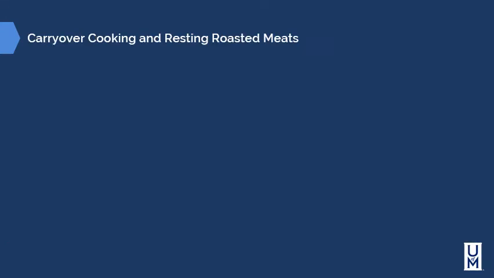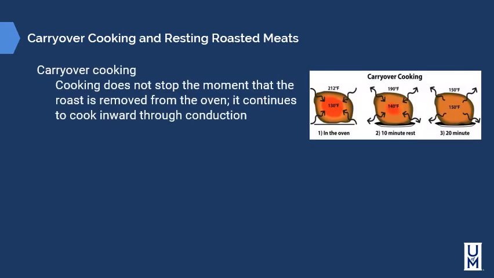When cooking meats, there are some other considerations that we have to take in, such as carryover cooking and resting roasted meats. Carryover cooking is cooking that doesn't stop the moment that it's removed from the oven. It continues to cook inward through conduction. So as it continues to heat, the inside will continue to get hotter and the outside will lose a little of its heat, causing an equilibrium between the two.